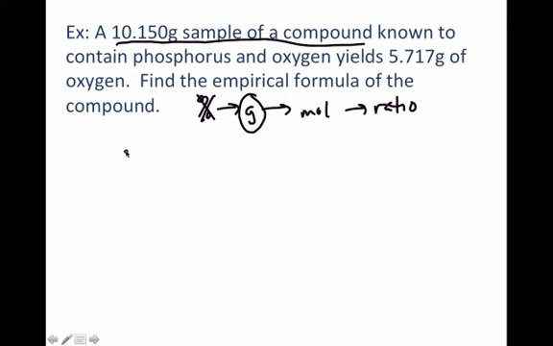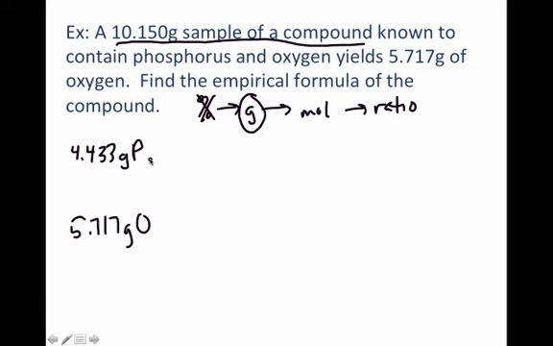But in this problem, they say a 10.150 gram sample of a compound, that's the mass of the whole compound. So I know that I'm going to have a certain number of grams of phosphorus, and it tells me that I have 5.717 grams of oxygen. So I've got to subtract 10.150 minus 5.717. That will give me the mass of phosphorus. There's a little trick there in the beginning. Make sure you're paying attention. So 4.433 grams of phosphorus. So now we're at the same point we started the last problem.